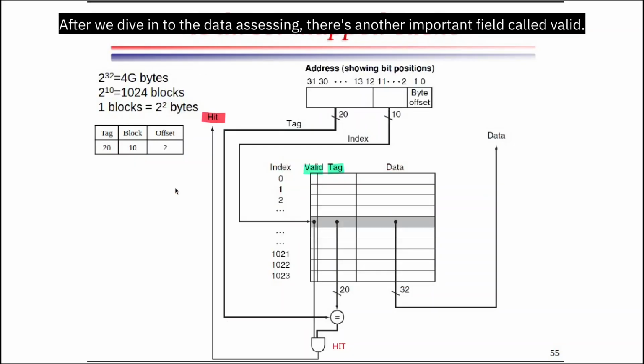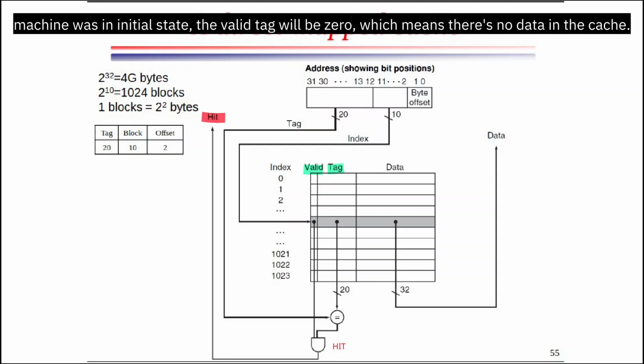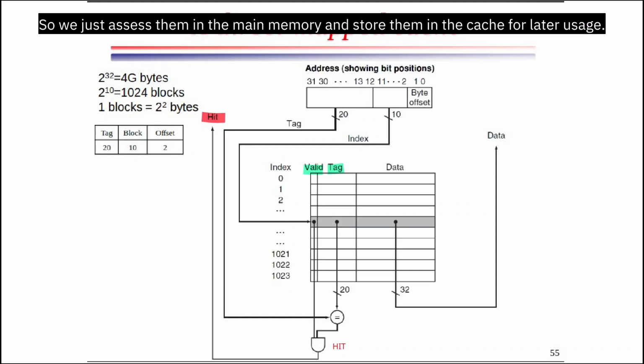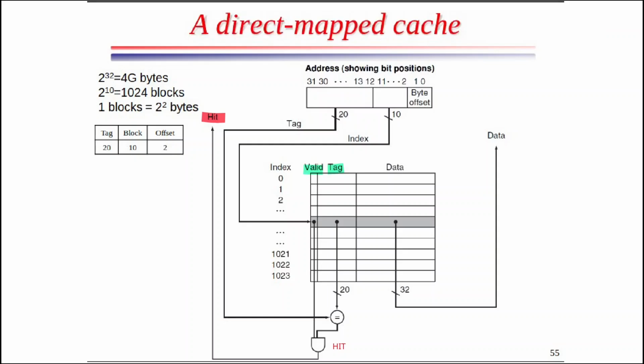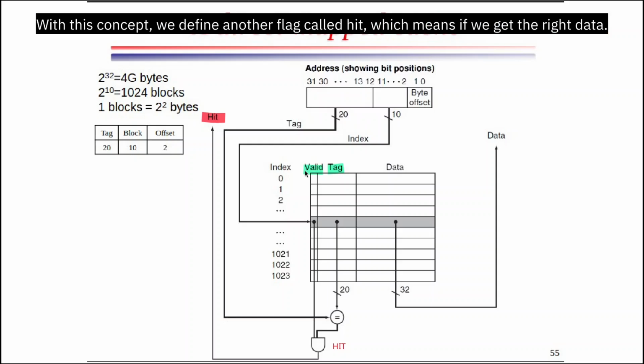After we dive into data access, there's another important field called valid. This flag determines if the region was written before. Based on this figure, if the machine is in the initial state, the valid bit will be 0, which means there's no data in the cache. So we just access the data in main memory and store it in the cache for later usage.